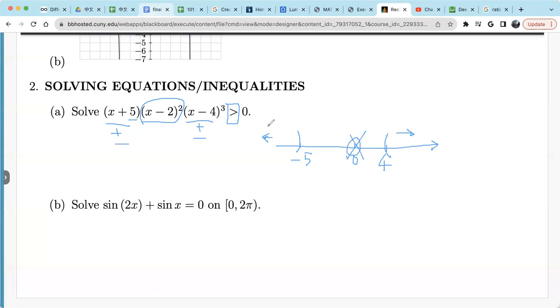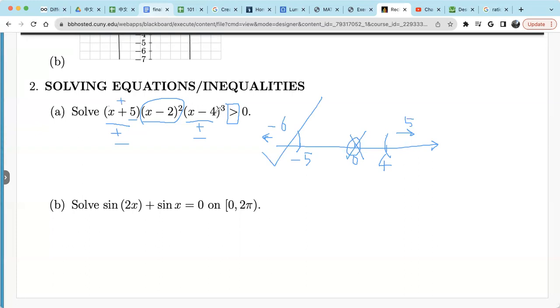Now let's pick a value from the first interval, let's say -6. -6 plus 5 will get negative. -6 minus 4 will get negative. Negative raised to the cube is still negative. Negative times negative is positive, yes. So this interval is in the solution set. Now let's pick 5 from the third interval. 5 plus 5, positive.